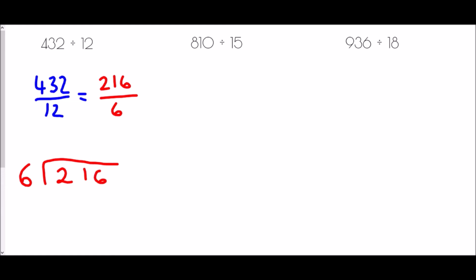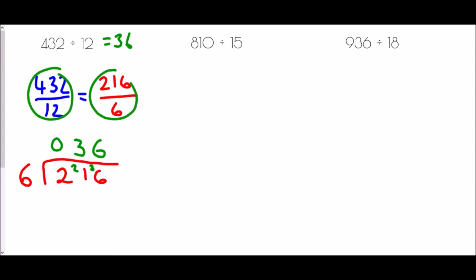How many 6's go into 2? It is 0, and the 2 is carried over. How many 6's go into 21? Well, 6, 12, 18 gives us 3, with 3 left over. How many 6's go into 36? It is 6. And so this answer is 36, because this calculation and this calculation are exactly the same. And so we could do it where we simplify the calculation using fractions in order to make it a single digit number that we are dividing by.